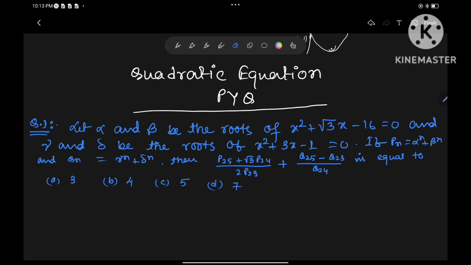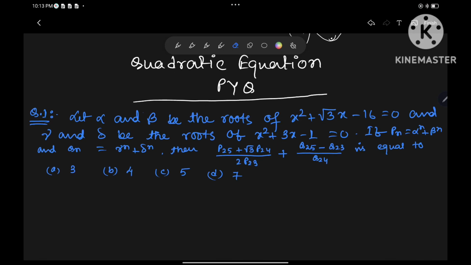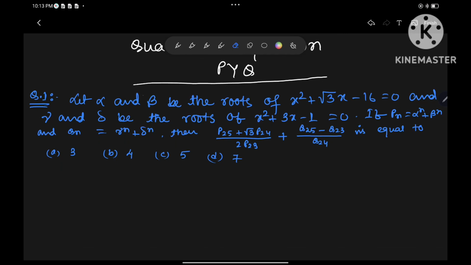Yes, this is basically the PYQ session of the quadratic equations. So, in this session, we will discuss some of the latest PYQs of JEE Mains, that is, all the questions asked for JEE Mains 2025. I will solve them here one by one.